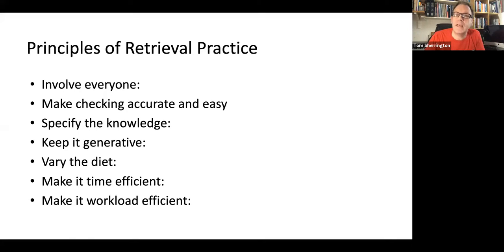Varying the diet is key. We're going to talk about that in a second. You can't just quiz the same knowledge in the same way. And if you're going to make it part of a lesson, not take over the whole lesson, it's got to be time efficient and also zero marking, so make it easy to do.